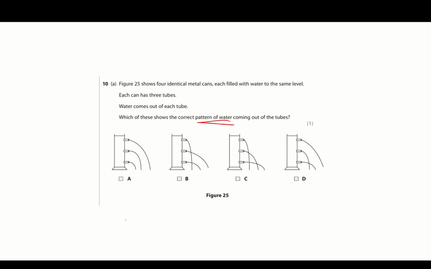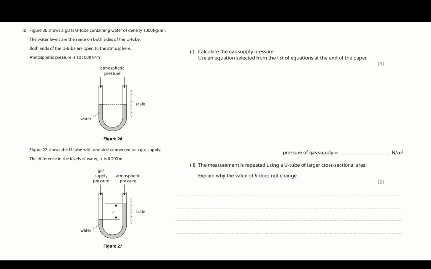So what we're looking at is the bottom spout or hole is at increased pressure, so its water should go further than the next hole, which should go further than the next hole. So we're just looking at this distance here: bottom, then middle, then top. So A's garbage, B's garbage, C's perfect. So we can see the bottom one has gone further than this one, and that one's gone further than that one. So the answer is C.